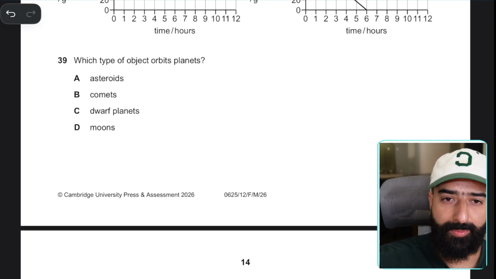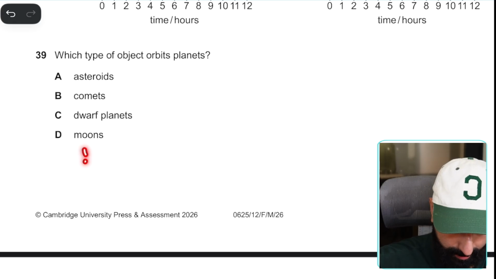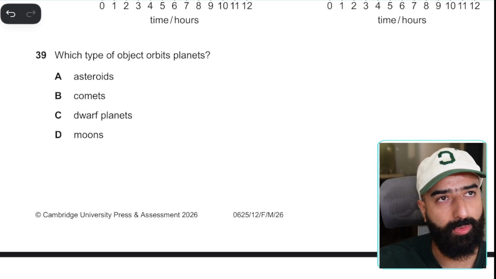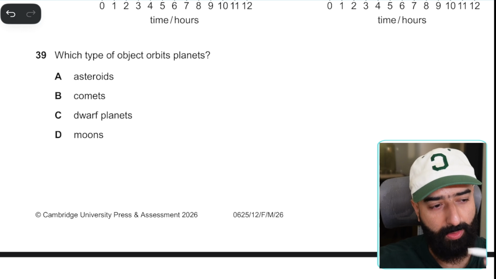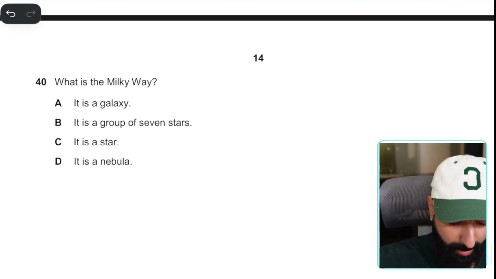Which type of object orbits planets? Yeah, moon. Right, we have a moon, and that goes around our Earth. What is the Milky Way?